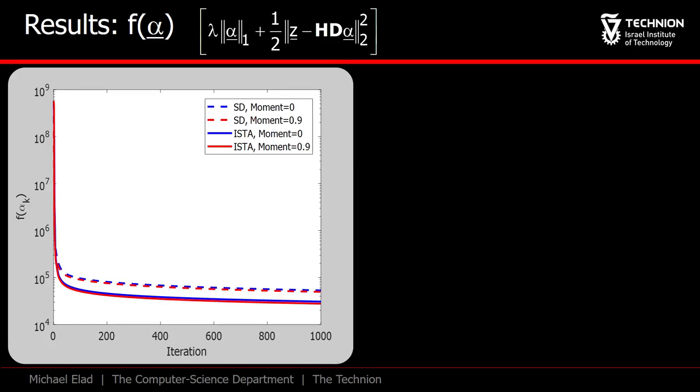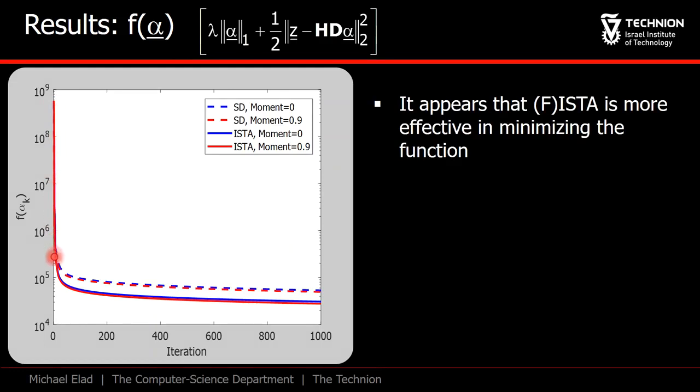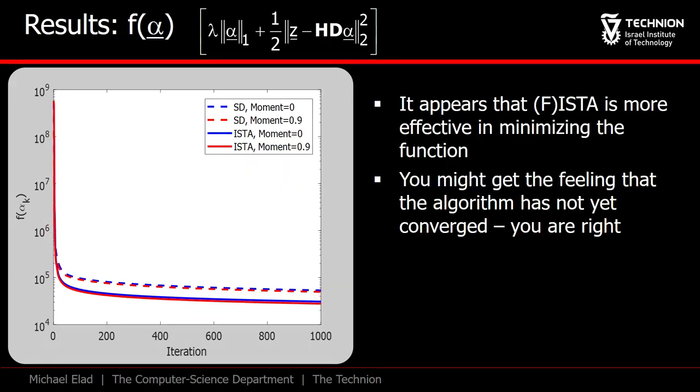First, we show the value of the function f of alpha as a function of the iterations. 4 curves are shown, the SD and the ISTA in their accelerated versions. It is clear that ISTA and FISTA are more effective, leading to a faster descent. The curves suggest that 1000 iterations are not enough and we could get more by continuing the process, which is in fact true, and we'll come back to this.